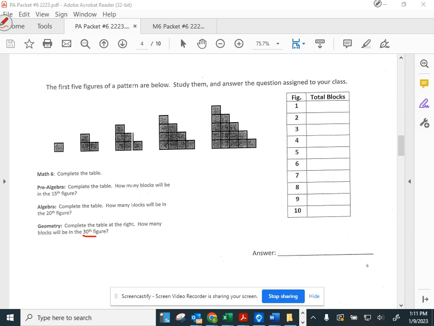And you could say, oh, I can plug the numbers into my rule and I can tell you without having to follow that pattern. This one is not an easy one for that. So you're going to want to just look at one figure.